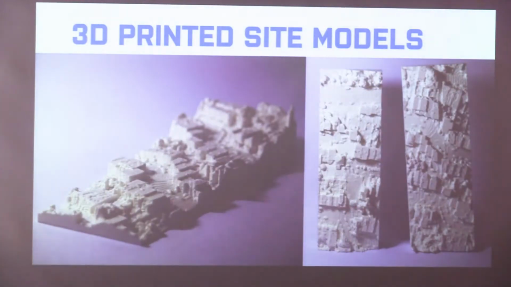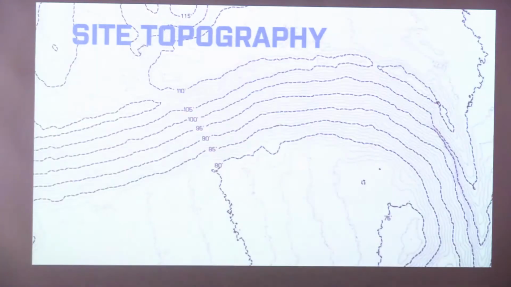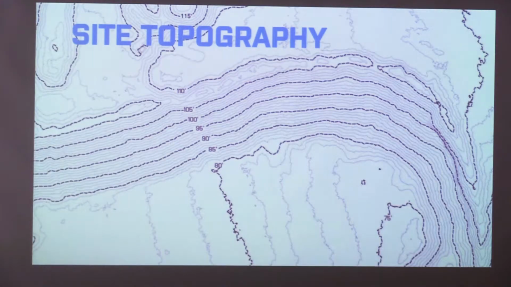And here's some examples of 3D prints of the model. This is a great way, I think, for maybe community projects to help the stakeholders of the site or project understand, in a tactile way, how the site is shaped, and maybe they can understand it better. And here's an example of site topography that I extracted from a drone scan.